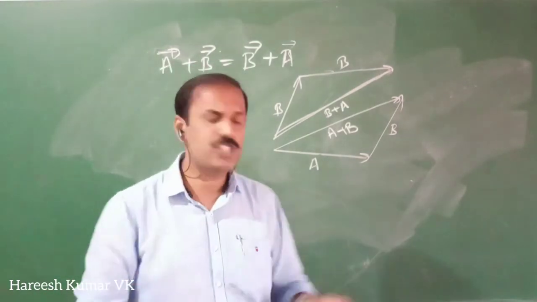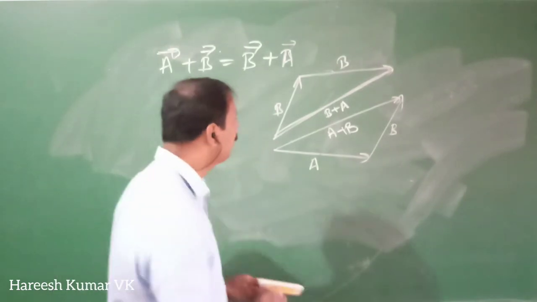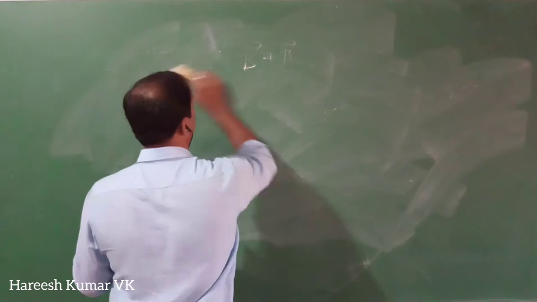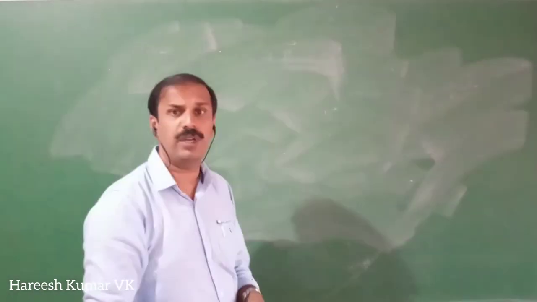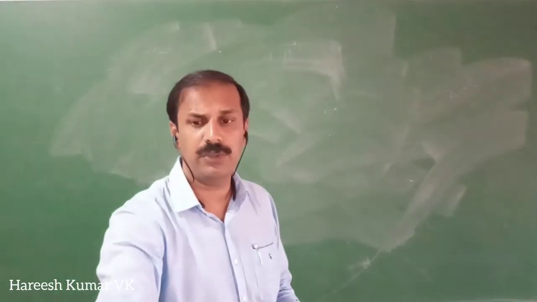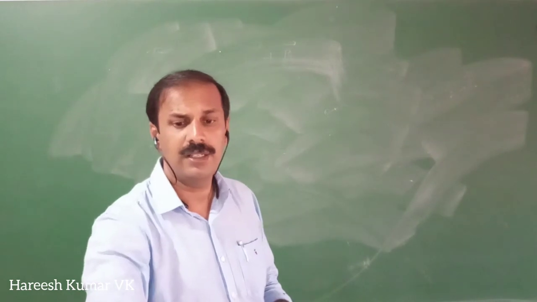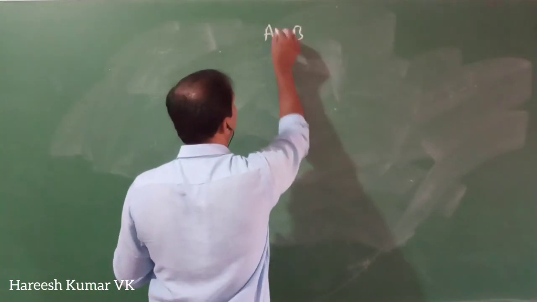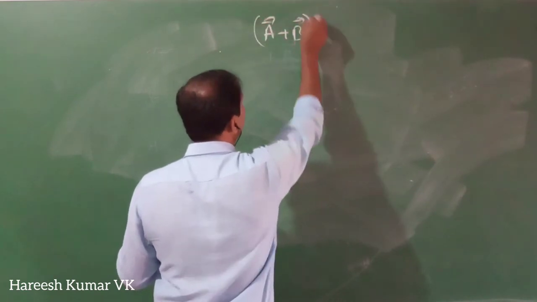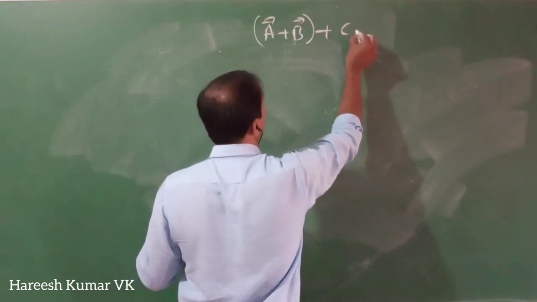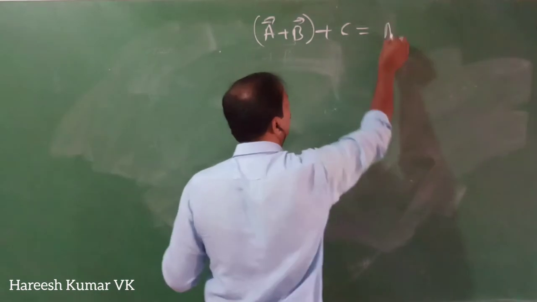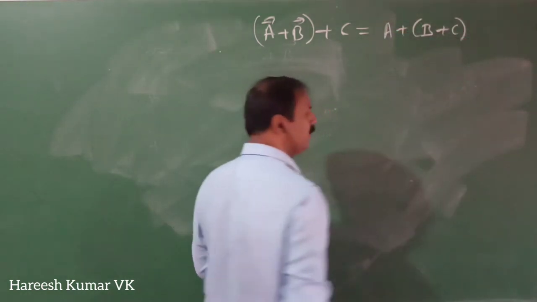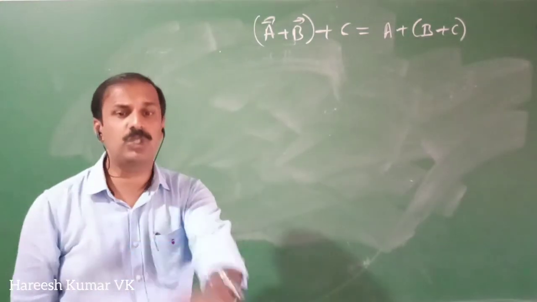Now we can check the associative property also. That is a little bit different. You have to be careful in how we are doing it to check that one. It is like A plus B, plus C, is equal to A plus B plus C. This is what we are planning to show you.